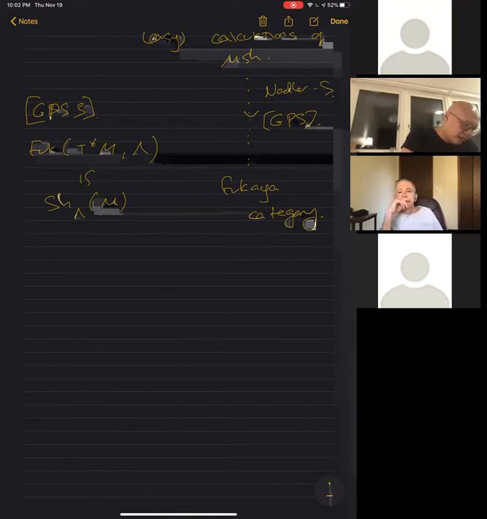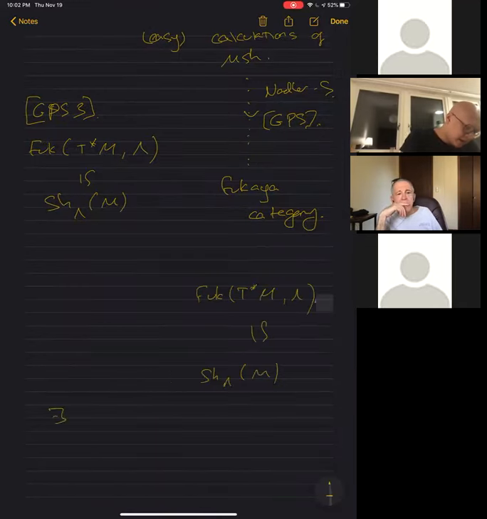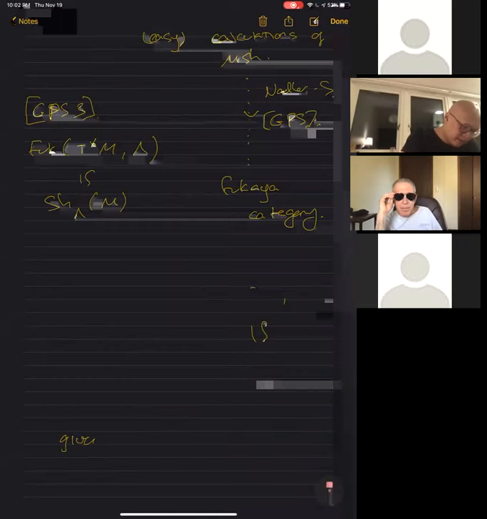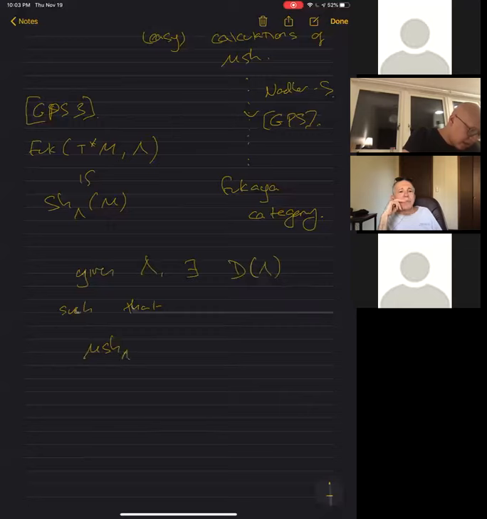Using some of the ingredients of what I explained today, it's possible to construct, so there exists, let me say it this way: given lambda, there exists something called the double of lambda, such that mu sheaves of lambda is isomorphic to sheaves microsupported in the double of lambda.